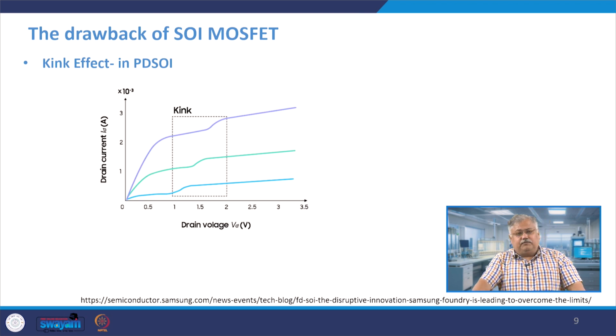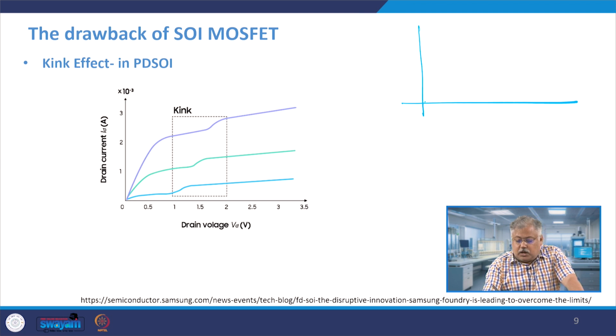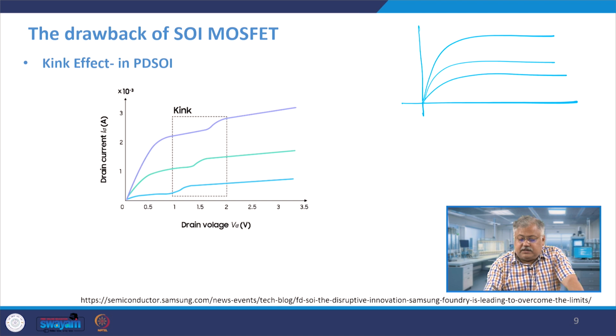There is a big problem which SOI devices face, and this is known as the kink effect in partially depleted SOI. What happens is, if you look at conventional bulk devices or bulk MOSFETs, if you do not consider any second order effects, it will be something like this. If you plot drain current with respect to drain voltage for various values of gate voltage.